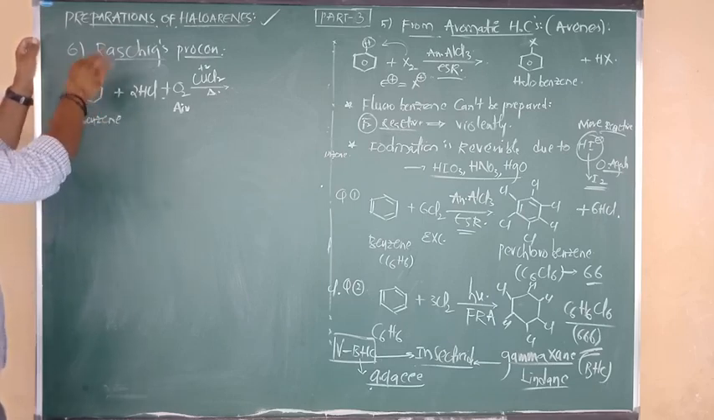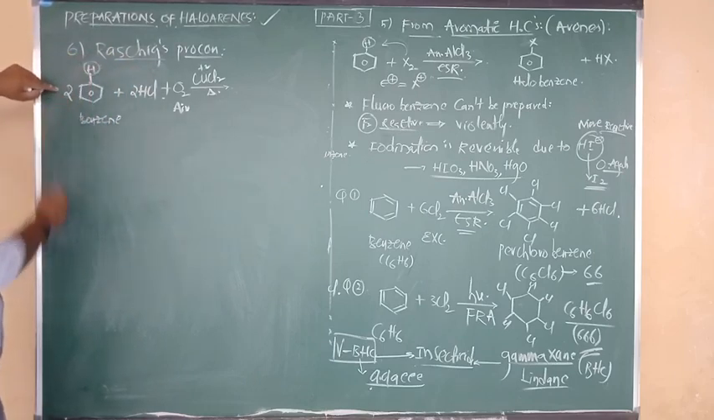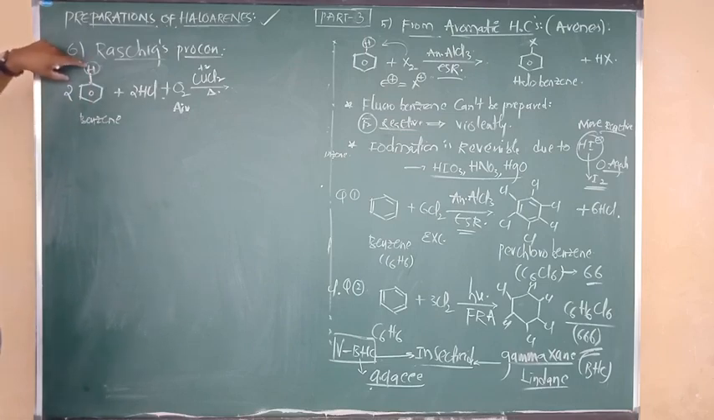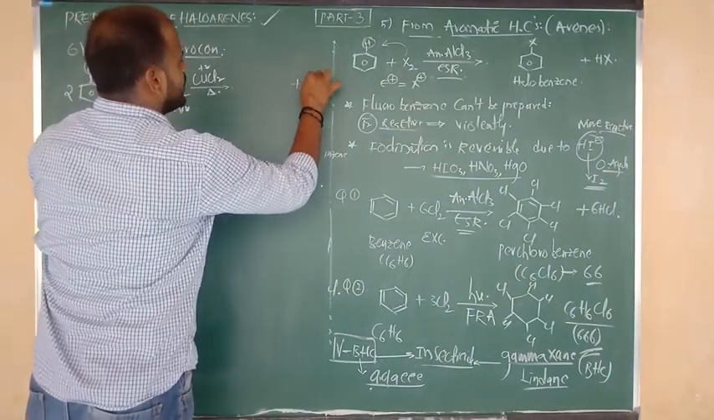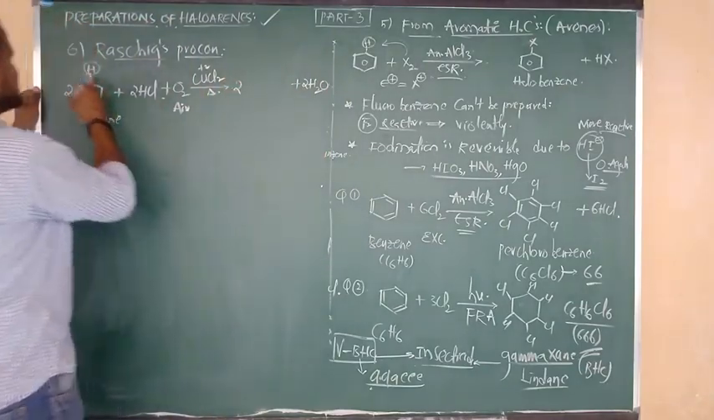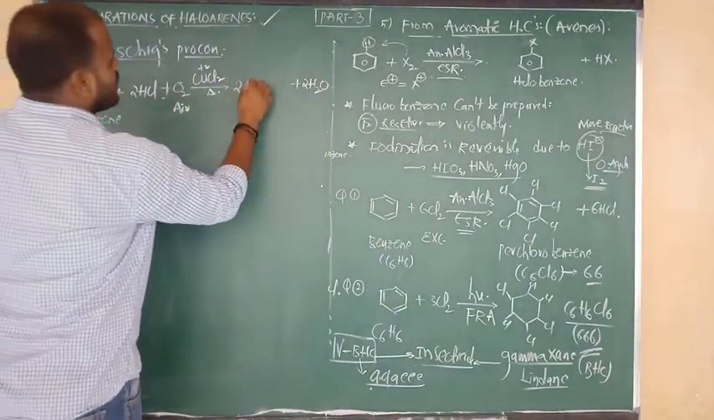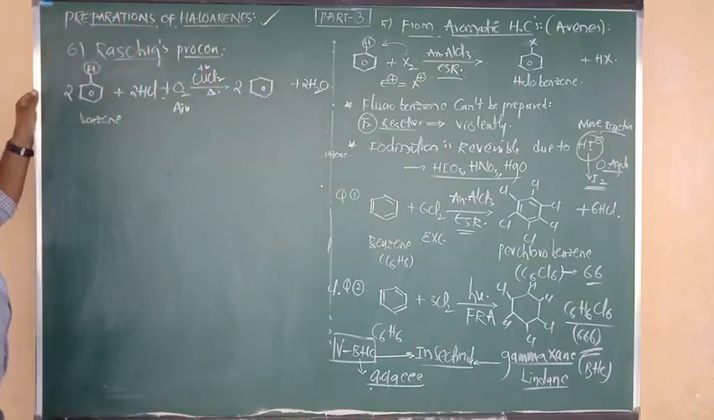From 1 mole of benzene, 1 hydrogen. From the 2nd mole of benzene, another hydrogen. So how many hydrogens are going to be removed? 2 hydrogens are going to be removed from here, and 2 hydrogens from hydrochloric acid. Total 4 hydrogens combine with 2 oxygens and are removed in the form of 2 moles of water. And how many C6H5 are remaining? 2. So I am going to write 2 moles of C6H5, or the benzene ring as it is.